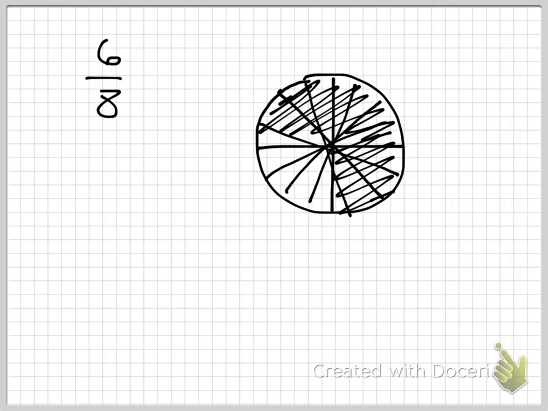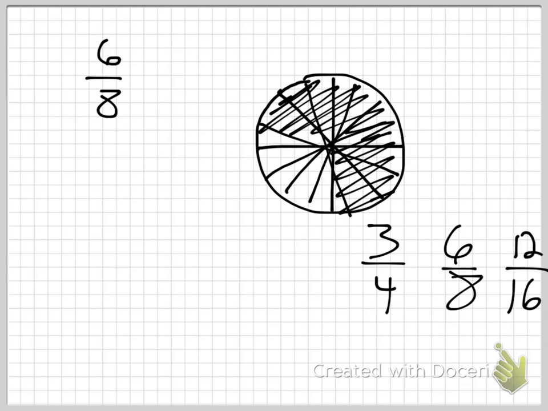They're equivalent fractions. 3/4, 6/8, 12/16 are all the same fraction. They all are equivalent fractions. Does that make sense? How do you know if two fractions are equivalent? What if I have... How do you know if those two fractions are equivalent? What can you do to see if they are equivalent?